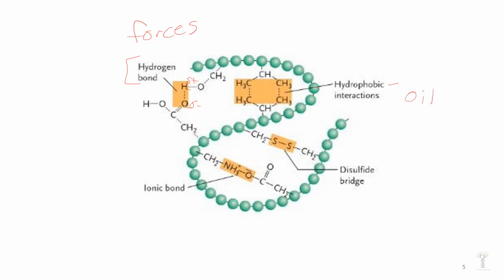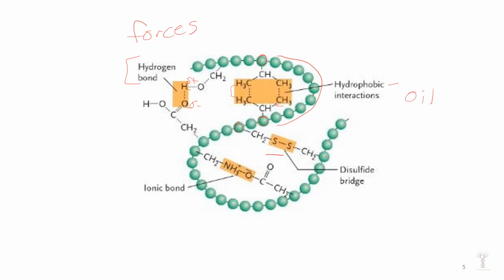Then we have hydrophobic interactions. So this is, again, like oil likes oil. When you have non-polar hydrophobic functional groups, they will be attracted. So here's a non-polar amino acid, and here's a non-polar amino acid. So they are attracted to each other, making this protein bend and fold.